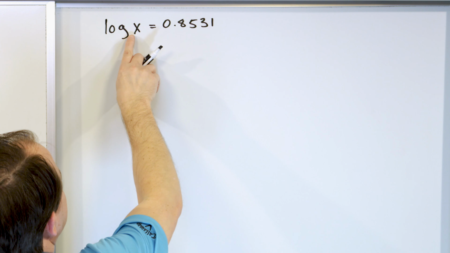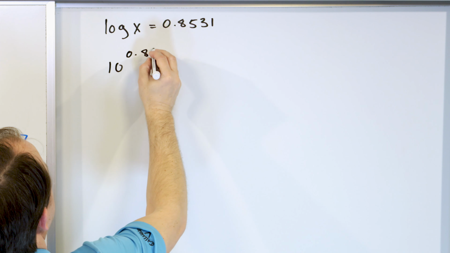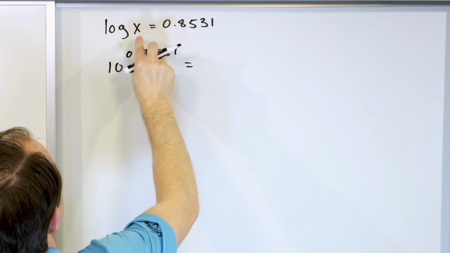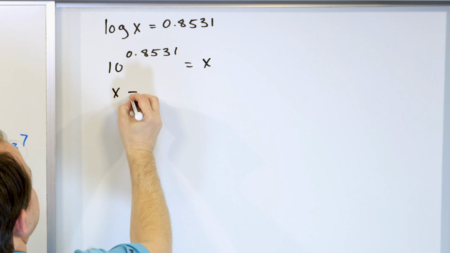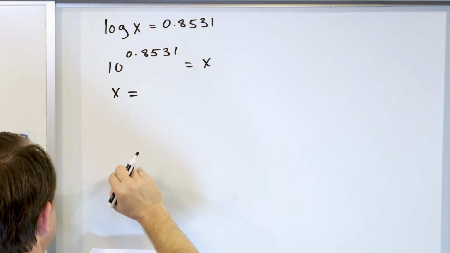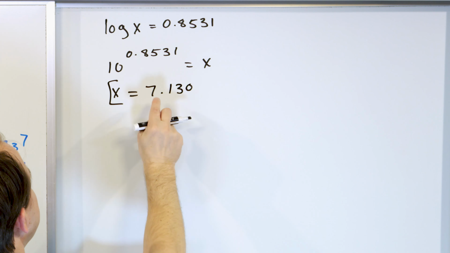Well, I can use the definition. There's a base 10 here. It means 10 to the power of this, 0.8531, is equal to what's on the left-hand side. So when you flip it around, you can say in calculator 10 to the power of whatever this decimal is, you'll get 7.130. Again, this is rounded. This is the value of x.